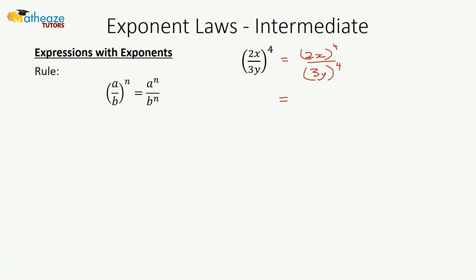Now we can apply that rule over here. It's going to give us 2 to the power of 4 x to the power of 4 divided by 3 to the power of 4 y to the power of 4. This is going to give us 16 x to the power of 4 divided by 81 y to the power of 4. So these are the important rules. The next topic will cover how to apply all these rules together to solve complex expressions.